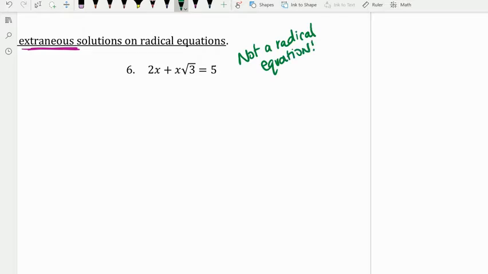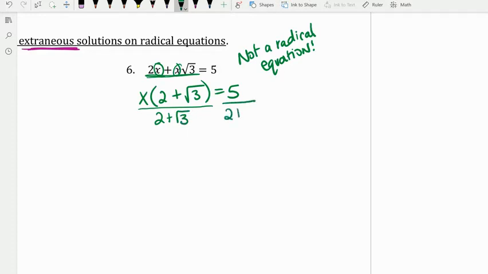So instead, all I'm going to do is on this side, they both have an x. So I'm going to factor out that x. If I take out the x, 2x divided by x is 2, plus x radical 3 divided by the x is just radical 3, and then equals 5. And then to get the x by itself, I'm going to divide the whole thing by 2 plus radical 3. And I have to do that on the other side as well. So then that goes away. We get x equals 5 over 2 plus radical 3.